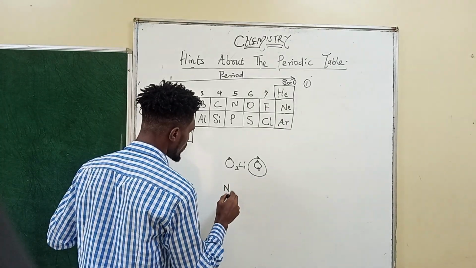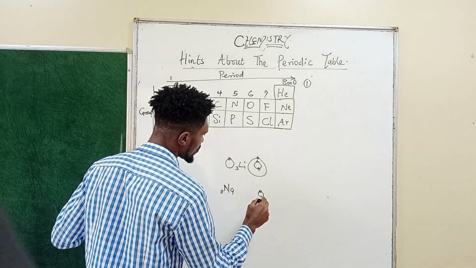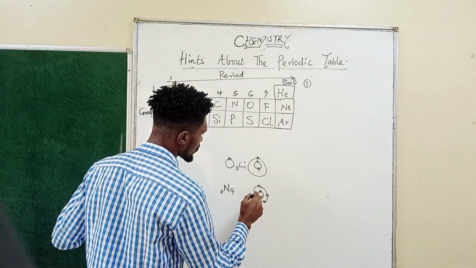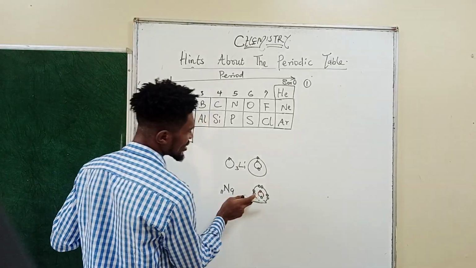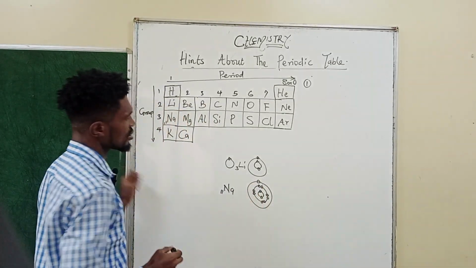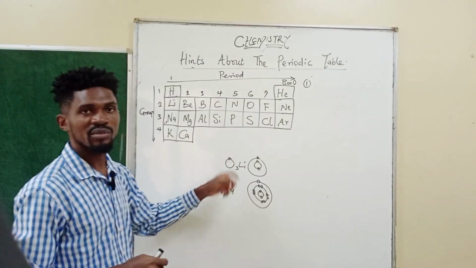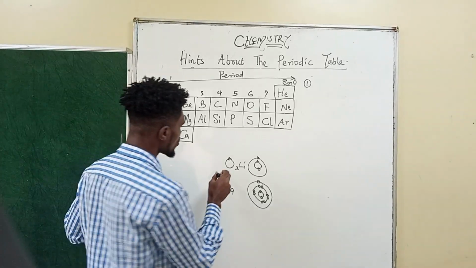So we have sodium. The first shell takes 2. The second shell will take 8. This is 10 already, remaining 1. So you can see. If I draw potassium too, it will also have 1 electron at the outermost shell. Potassium is 19.